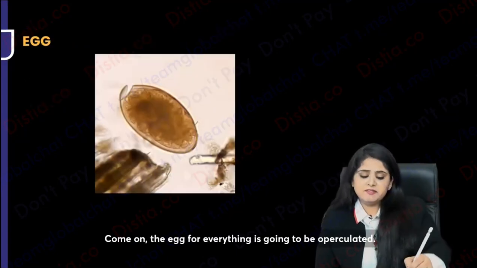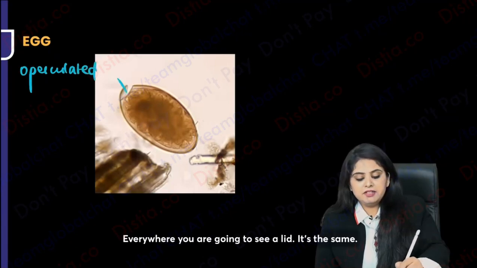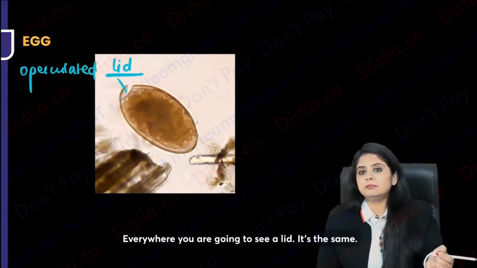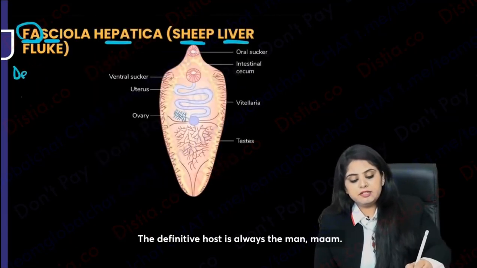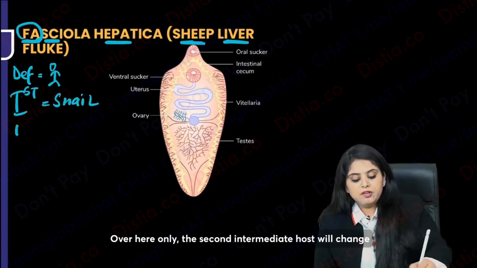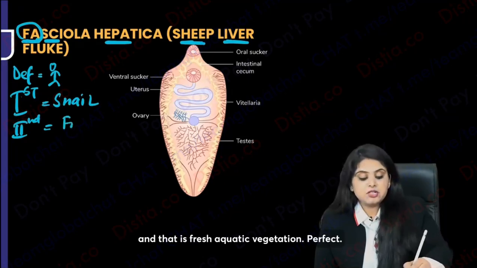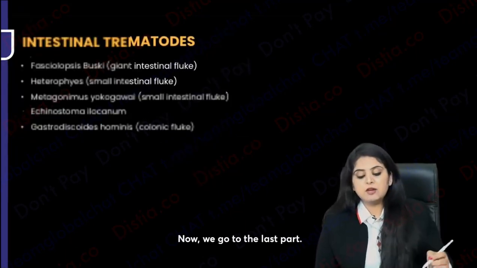Come on, the egg for everything is going to be operculated, so why make a deal about it? Everywhere you are going to see a lid, it's the same. The only difference is what are going to be the hosts. The definitive host is always the man. The first intermediate host is always the snail. Over here only the second intermediate host will change, and that is fresh aquatic vegetation. Perfect. Now we are done with this. Now we go to the last part.